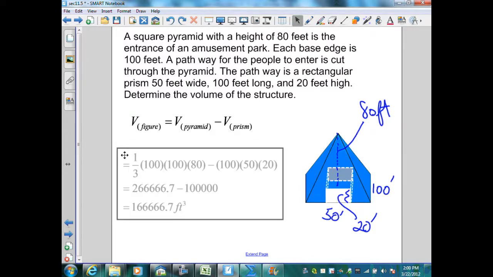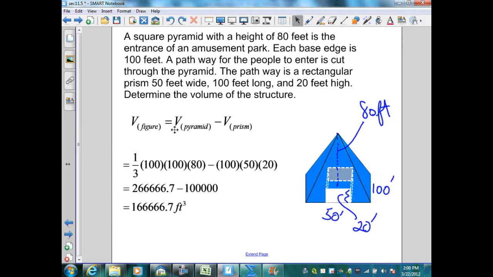When I substitute in, the volume of a pyramid is 1/3 the base times the height. Here, the area of the base is 100 times 100, and the height I know is 80 feet. The volume of my prism is going to be base times height. The base area of my tunnel is going to be 50 feet by 100 feet. The height of my prism is 20 feet.